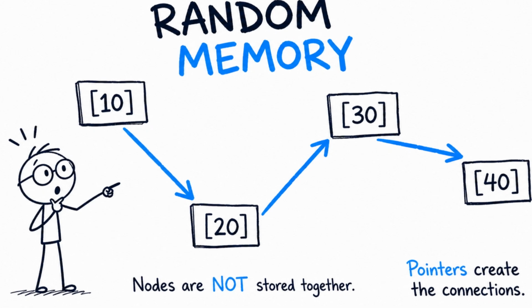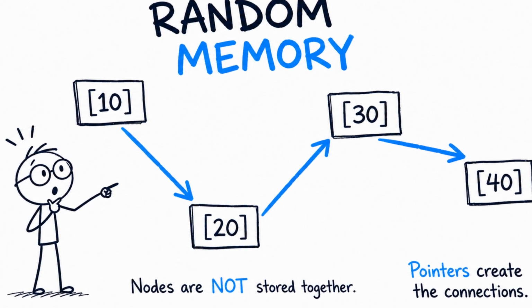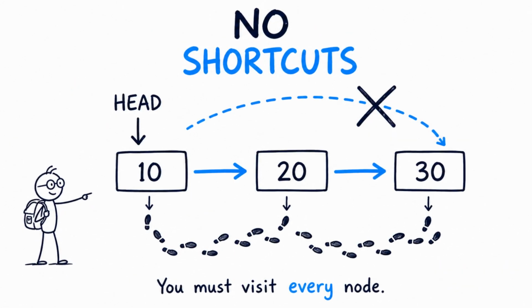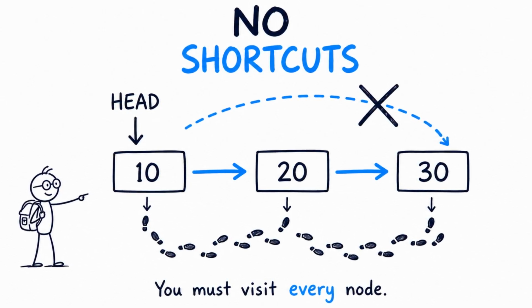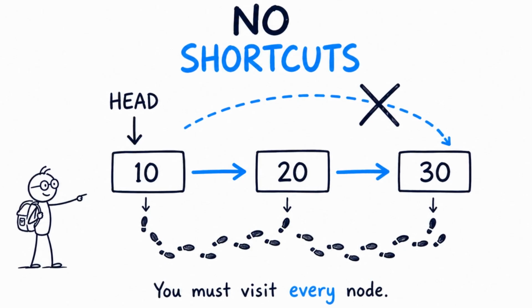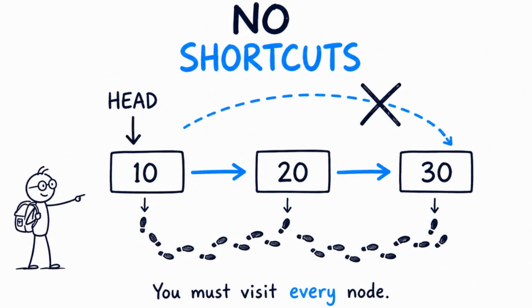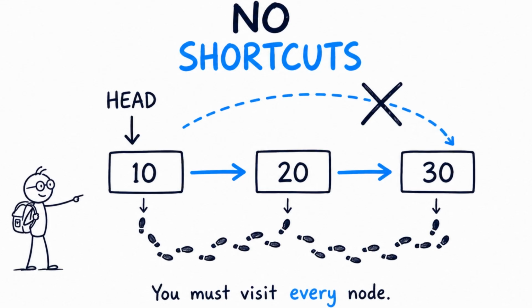And this brilliantly illustrates why there are no shortcuts here. If you want the third element in a linked list, you absolutely must start at the head, jump to node 1, jump to node 2, and finally jump to node 3. Attempting to jump directly there simply does not work.